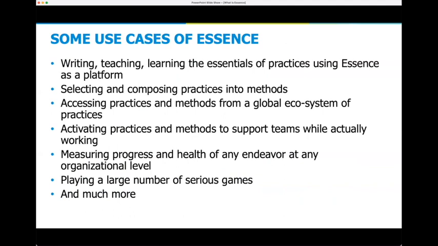There are a lot of use cases about it, as you can see here, but I'm not going to go into that. Instead, I'm now going to hand over to André from Hapag-Lloyd, who is going to give you an overview about how his organization has used Essence. So André, over to you. Oh, thank you very much.